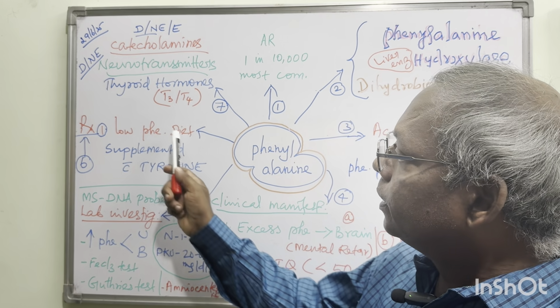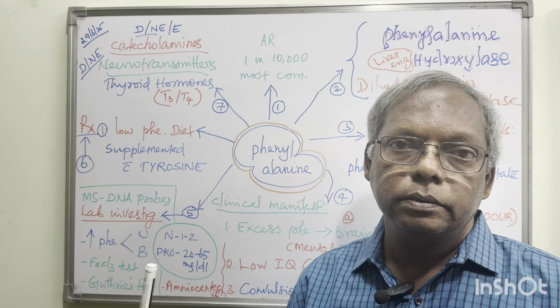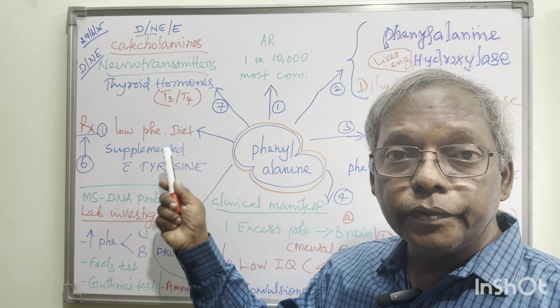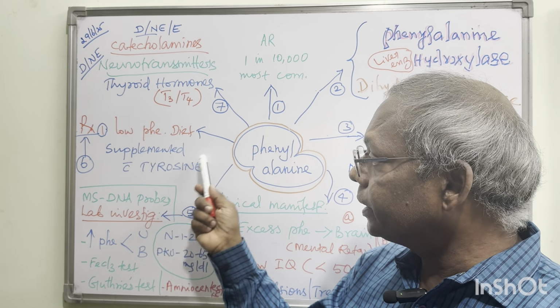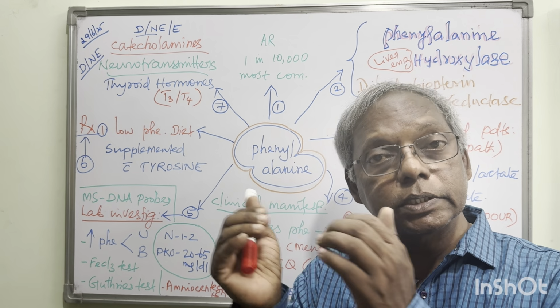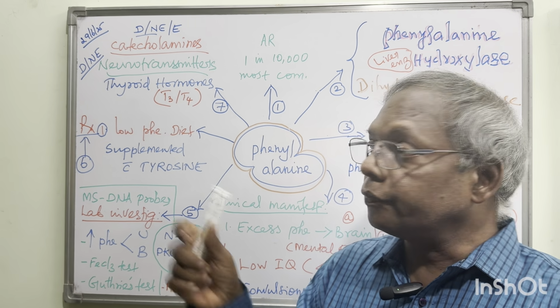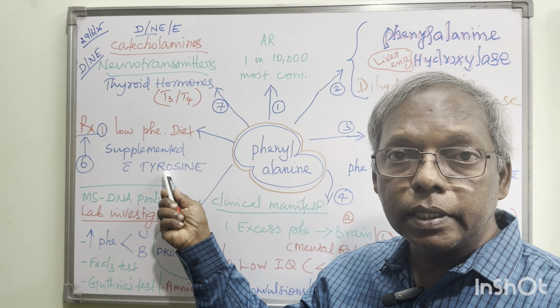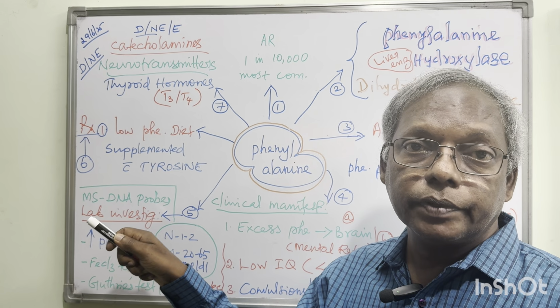Next one is, how will you treat? Very simple: a low phenylalanine diet with very important supplementation of tyrosine, because we require some product synthesis from tyrosine. So we have to reduce the phenylalanine level as well as give the tyrosine amino acid for the production of other pathway products.